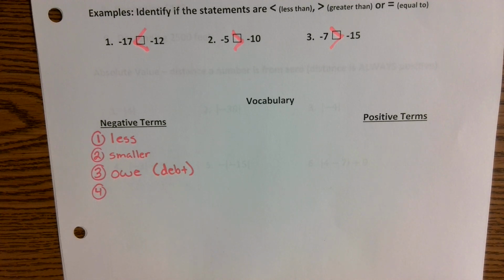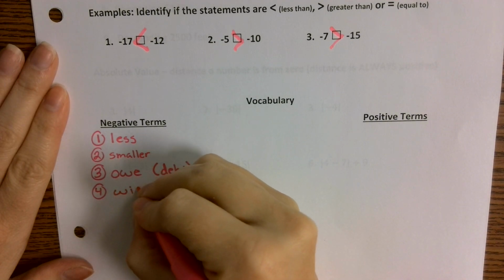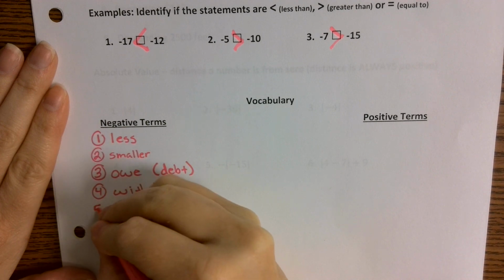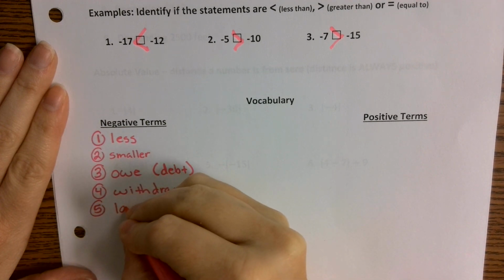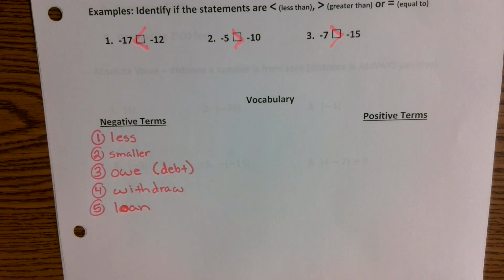Anybody have anything else? How about when you go to the bank and you have to take money out? Anybody know what that's called? Okay, a loan. Or what else? Withdrawal. So taking a withdrawal from your account or taking out a loan. Okay? When you take out a loan or when you withdraw from your own account.